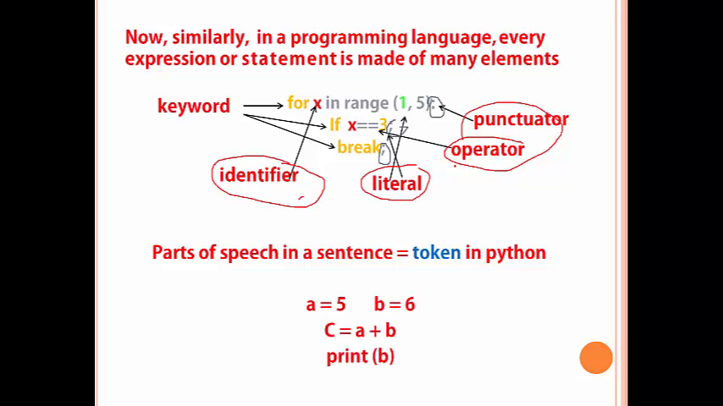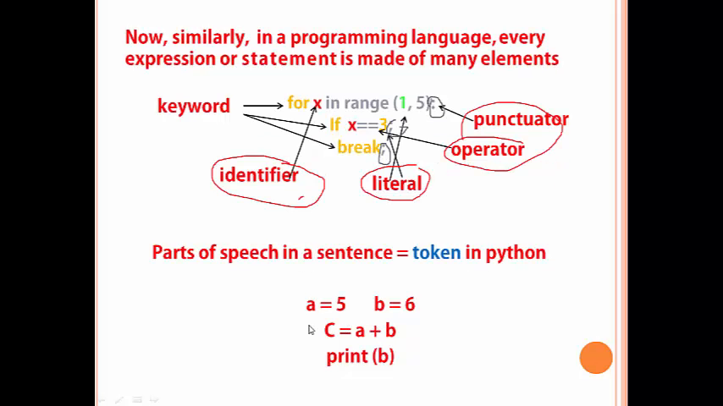Now we will just take some more examples here, and see if you could identify these all. What is this A? What is this 5? And what is this B? What is this print? If you can name. So A is an identifier, this is an operator, this is a literal, similarly here, this is an identifier, operator, and this we call keyword.